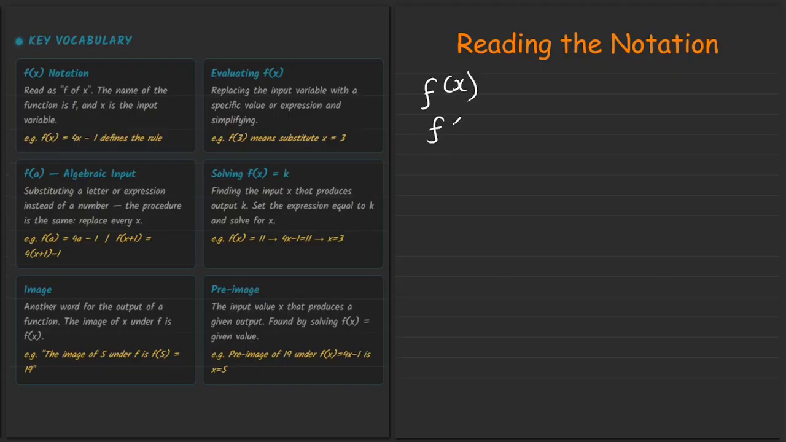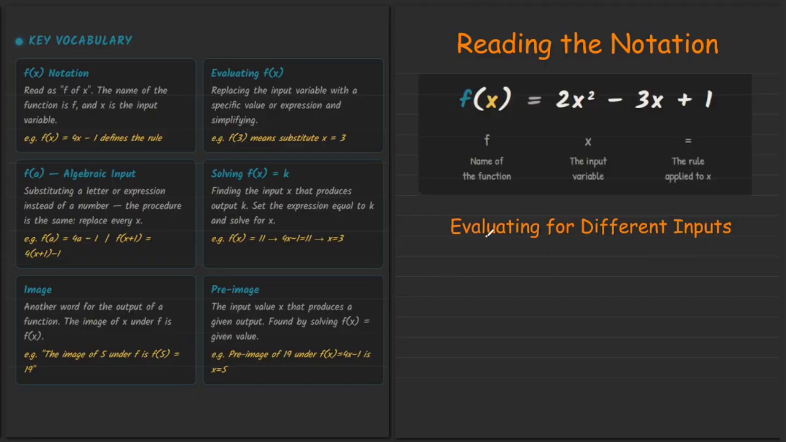If we have f of x being equal to, let's say, 2x squared minus 3x plus 1, f here is the name of the function. Also, the x is the input variable. And then we have our equal to sign, which is the rule applied to x.